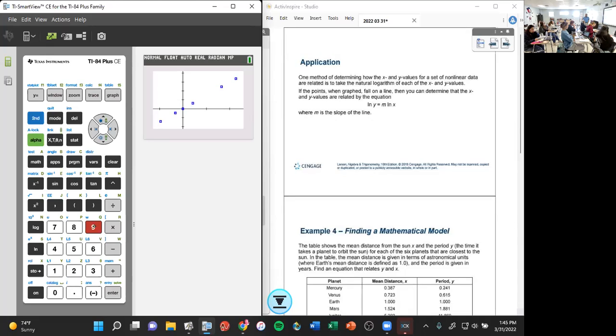Okay, to compute the correlation coefficient, we have to turn the diagnostics on the calculator. By default, anytime you reset your calculator, the diagnostics will be off. So to turn diagnostics on, let's go to mode.